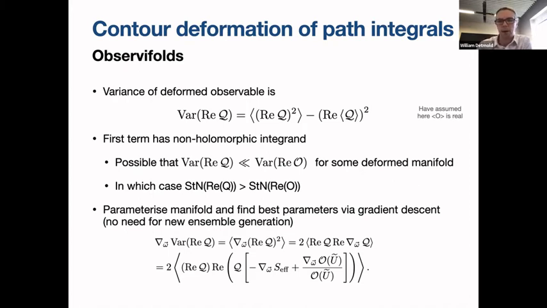Okay. And this is one difference with the use of contour deformation in the case of trying to solve sign problems, where you do have to do additional generation of field configurations.